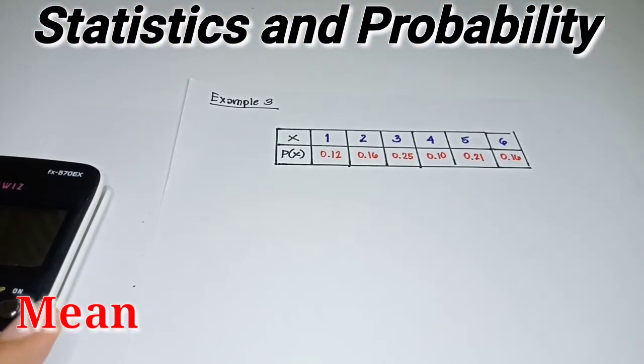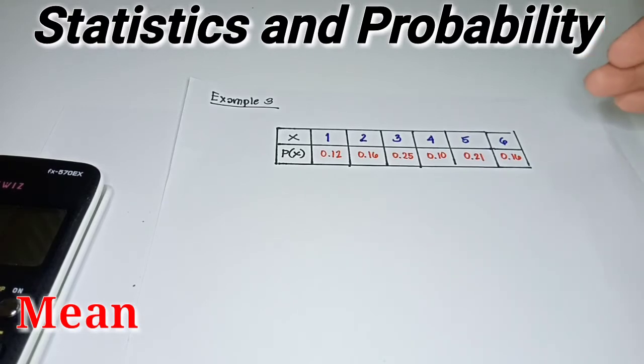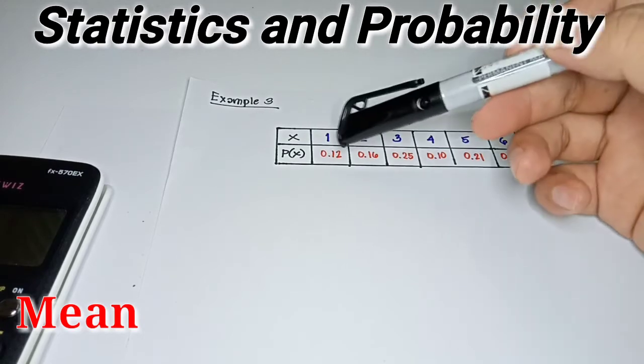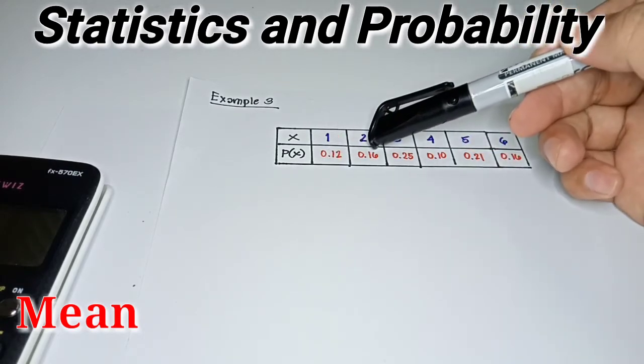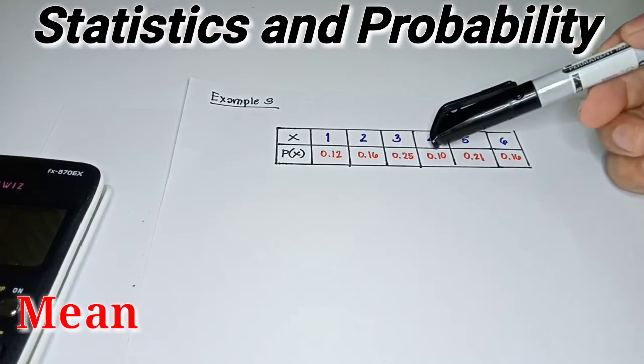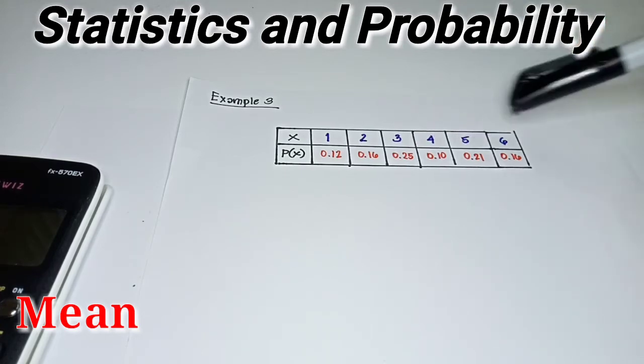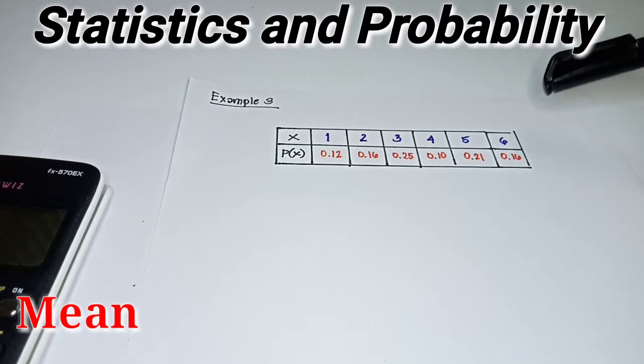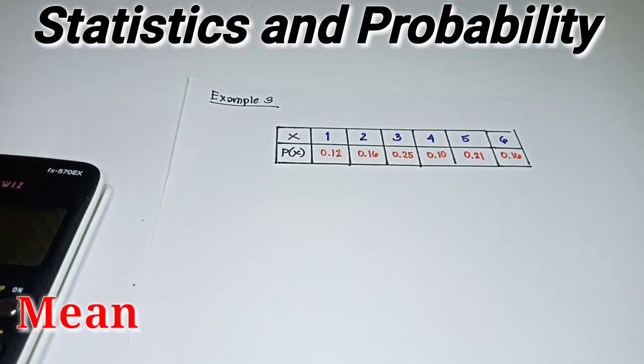Okay, example number 3. Random variable x with its possible values 1, 2, 3, 4, 5, and 6 together with its associated probabilities. Let's check if this is a correct probability distribution. 0.12 plus 0.16 plus 0.25 plus 0.10 plus 0.21 plus 0.16. The sum is 1. So this is correct. Okay, let's try computing its mean.